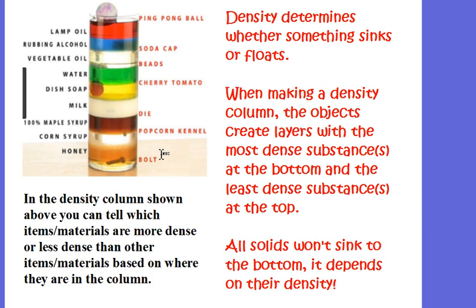So in the column above, you can tell which items and materials are more dense or less dense than other items based on where they are in the column. Okay, the bolt down here is the most dense because it's at the bottom. Honey is the most dense liquid. Okay, the least dense liquid would be lamp oil, and the least dense solid would be the ping pong ball, and then everything else is in between.